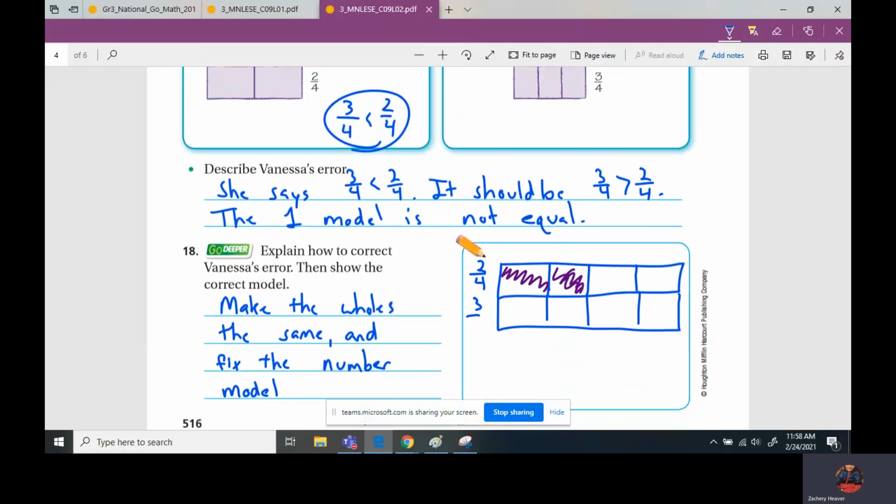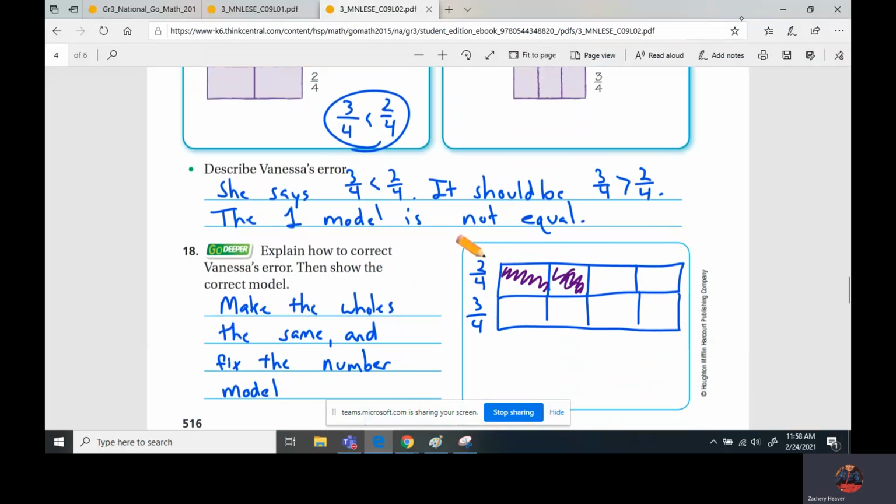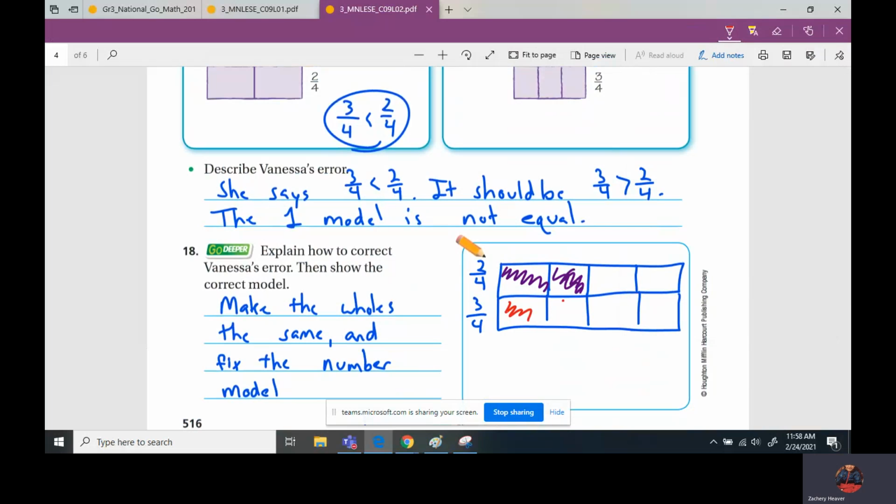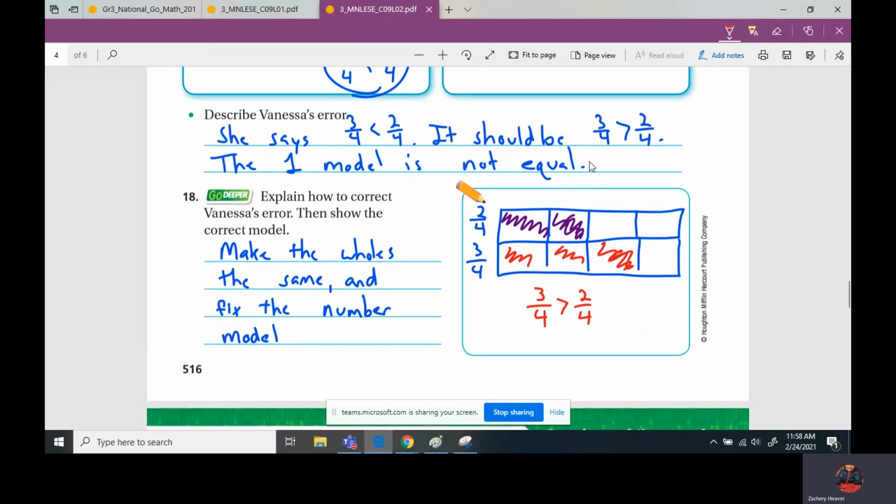And I'm going to show 3/4 here. And I'm going to draw it red. 1, 2, 3. And this shows you 3/4 is greater than 2/4. That shows you directly 3/4 is greater than 2/4. Pause it here if you need to pause it.